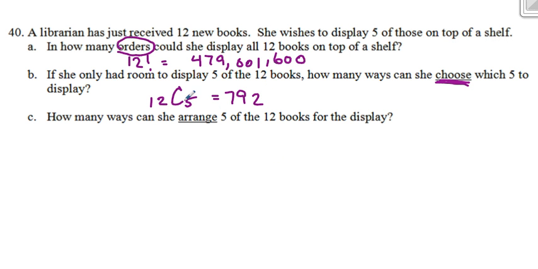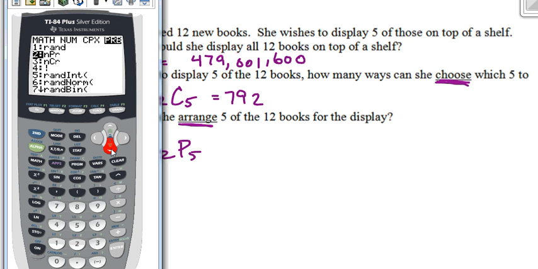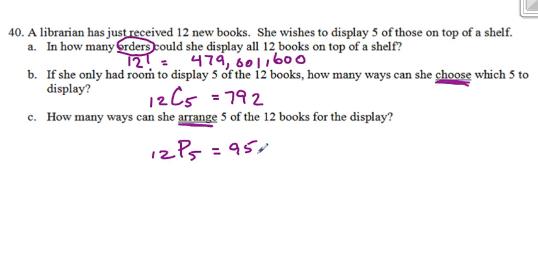Now she's got to figure out how many ways could she arrange 5 of the 12 books. So if we care about order, arrange means that order matters. That's going to be 12P5. And so we go back in here, 12 math, go over here, P5. And there's our answer, 95,040. So you can see how different your answer is when order matters.